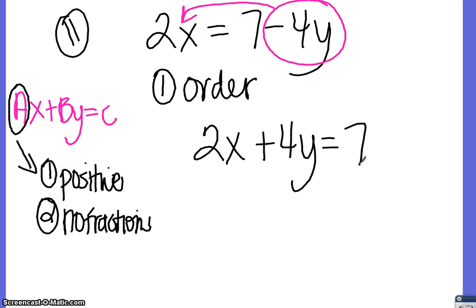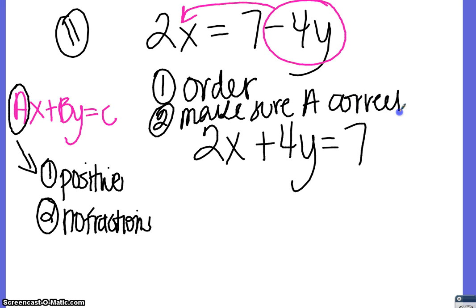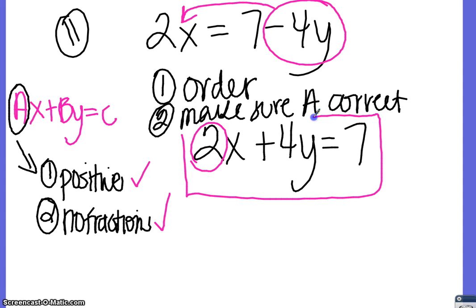So now that the order is correct, my second step is to make sure that A is correct. And what I mean by that is to make sure that I have a positive number and to also make sure that there are no fractions. So let's look at A. What number is A in this equation? It's 2. Is 2 positive? Yes. And is 2 a fraction? No. So since it passes both of those steps, that is my answer. I'm done with standard form on this problem. Okay, so let's look at another example.